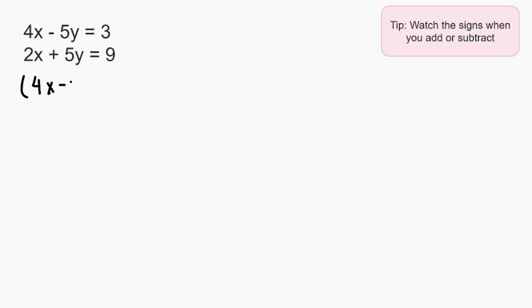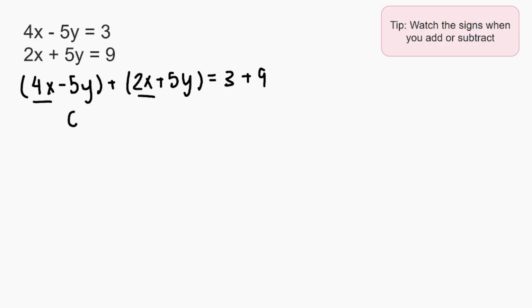4x minus 5y plus 2x plus 5y equals 3 plus 9. We see here we have 4x and 2x, which adds up to 6x. We have negative 5y plus 5y, which adds up to 0y, so just 0, which gives us 12. Divided by 6 on both sides, and we get x equals 2.